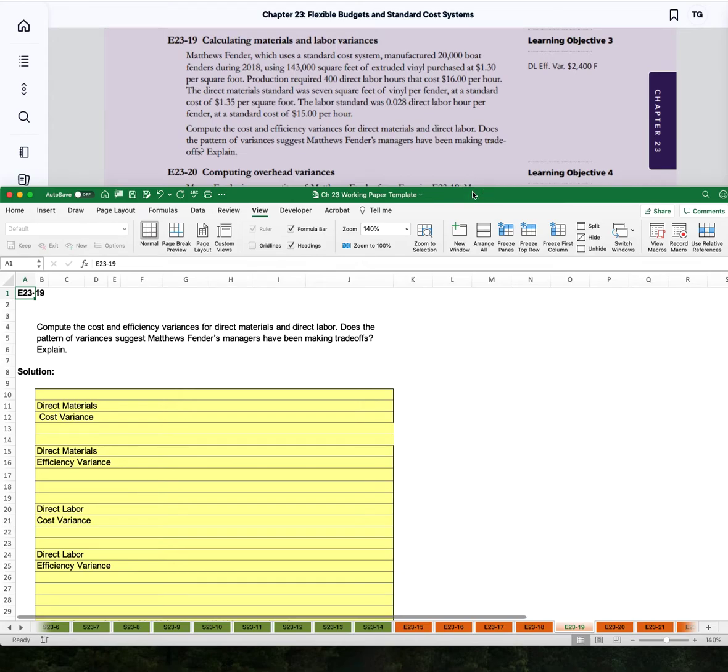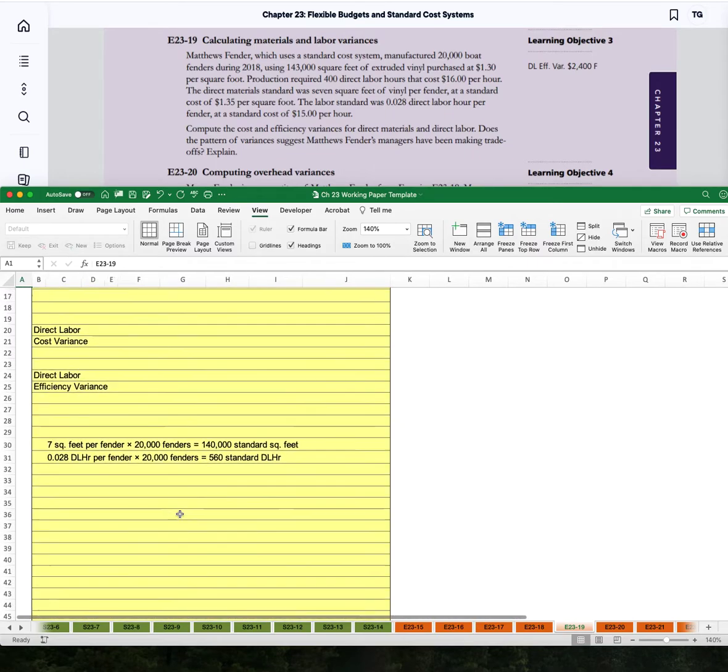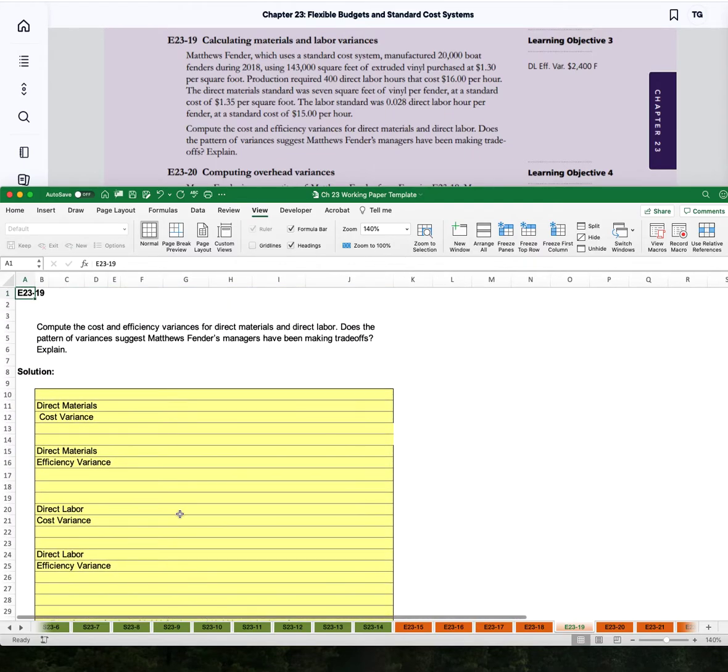Going to calculate materials and labor variances. And so I have the e-text pulled up with the problem information and the working paper template down below so that we can use it in Excel.